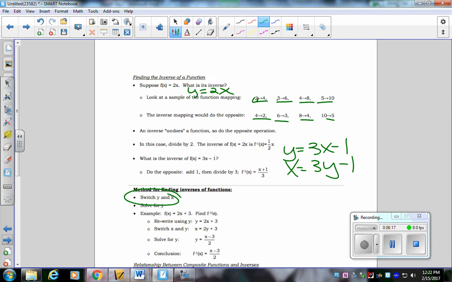Now I need to solve for my new y, so I'm going to undo everything. If you remember, we said an inverse undoes the original function. So we're moving everything over in reverse order of operations. Now if I have a denominator first, I'm going to have to get rid of that. Here I don't, so the opposite of subtracting 1 is adding 1. The opposite of multiplying by 3 is dividing by 3. All right, so there's my inverse function.